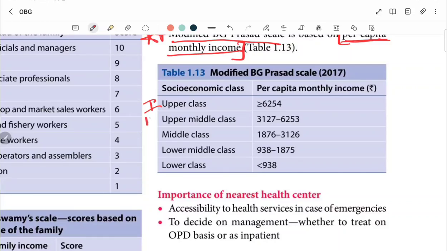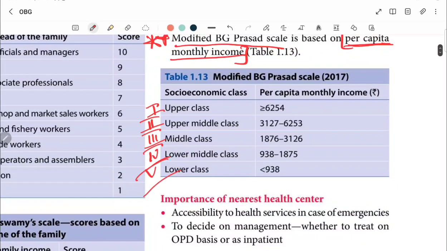And class 2 is upper middle class, that is roughly between 3,000s and 6,000s. Class 3 is middle class, that is roughly around 2,000s. Class 4 is lower middle class, roughly between 940 and the range of thousands. And class 5 is lower class, that is less than 938.